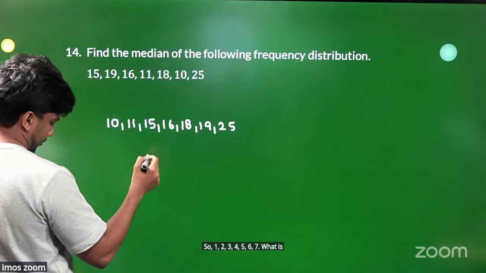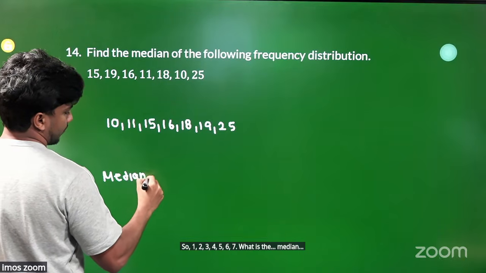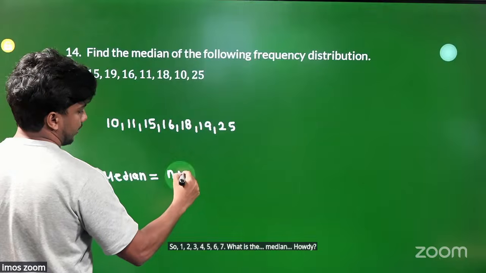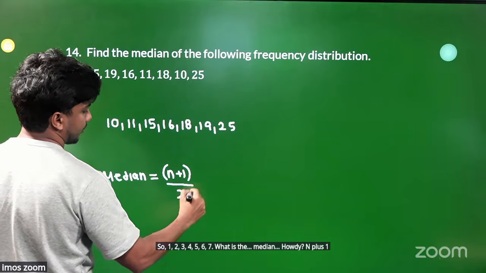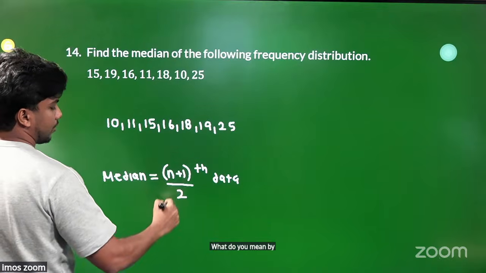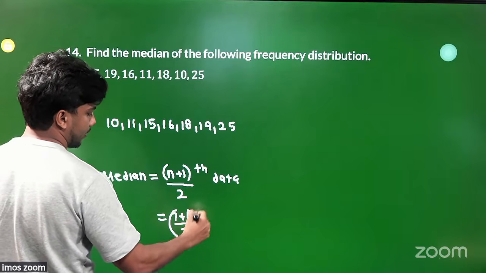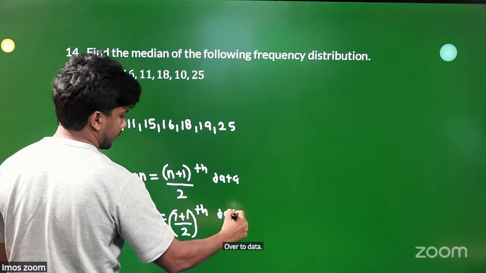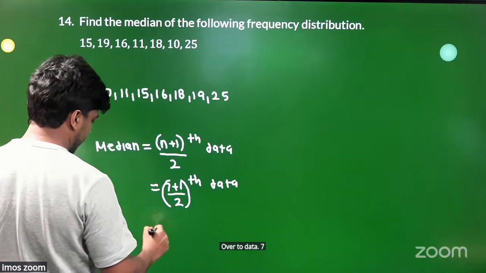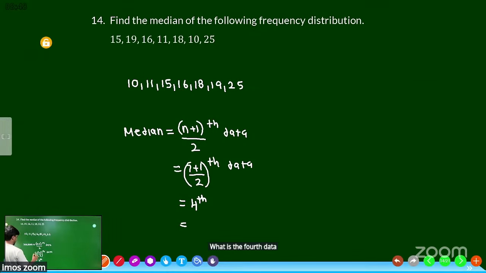What is the median? It is the (n plus 1) over 2 th data. What do you mean by n? Number of data. 7 plus 1 over 2 data. 7 plus 1 is 8, 8 over 2 is 4, right? Fourth data. What is the fourth data here? 1, 2, 3, 4, this one. So this is the median.